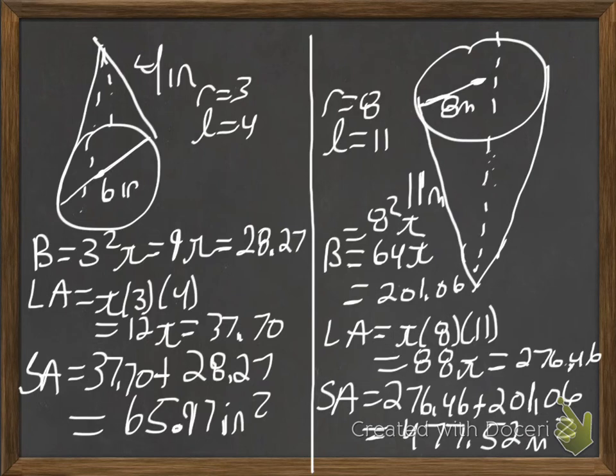Add the two together for surface area of 65.97 inches squared. And then for the second one, I gave you the radius, which was 8, and the slant height, which was 11. So you have 8 squared pi, or 64 pi, which is 201.06. And then for the lateral area, you have pi r L, 8 times 11 times pi, which is 276.46. Add the two together for your total surface area, 477.52 meters squared.